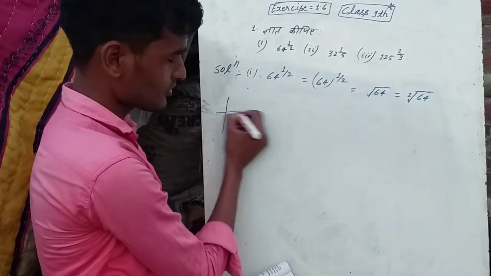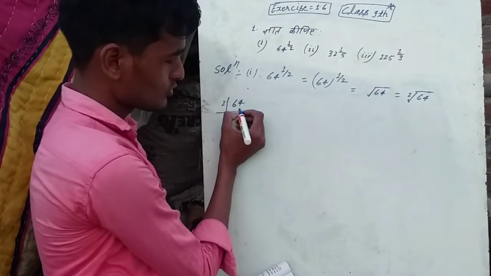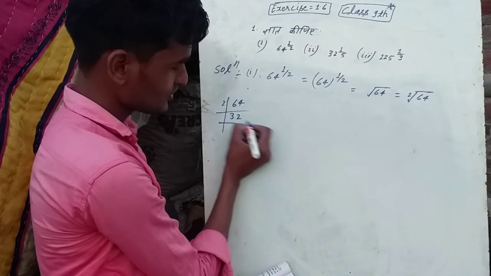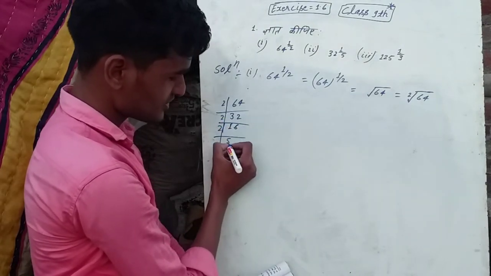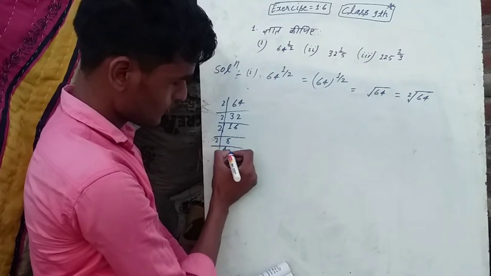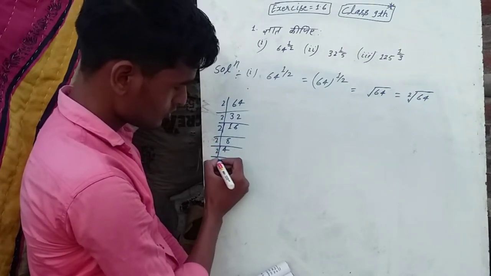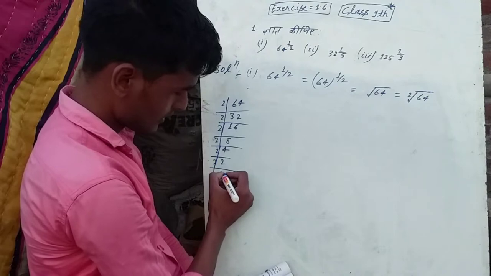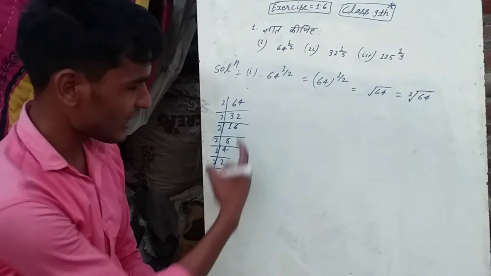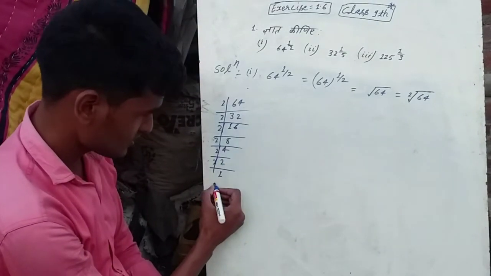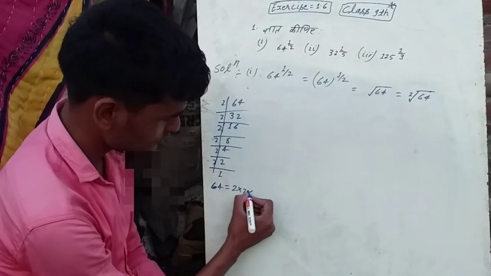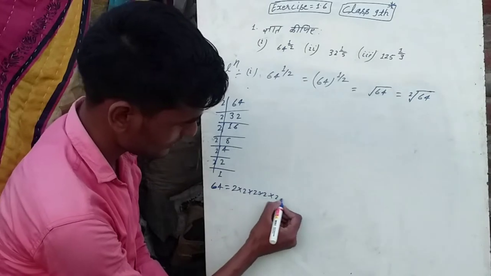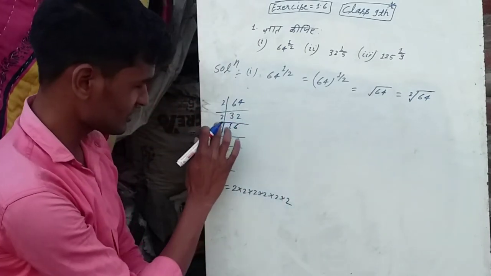We can factor 64. 3 times 2. Got it? 2 times 8, 2 times 4, 2 times 2, 2 times 1. And also, we can write in this form. 64 is equal to 2 times 2 times 2 times 2 times 2 times 2, that is 1 2 3 4 5 6.